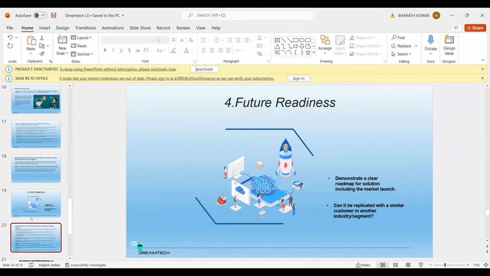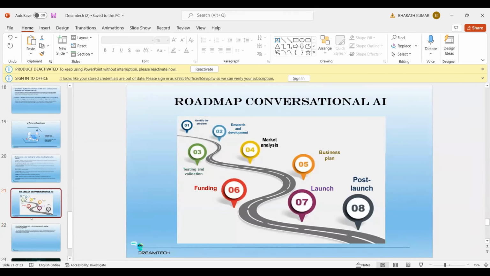Here we have a flowchart about the roadmap of launching this AI chatbot. We have 8 steps here. First one is to identify the problem, and second is research and development. Third one is testing and validation. Fourth one is market analysis. Fifth one is business plan. Sixth one is funding, and then we have to launch and the post-launch activities.